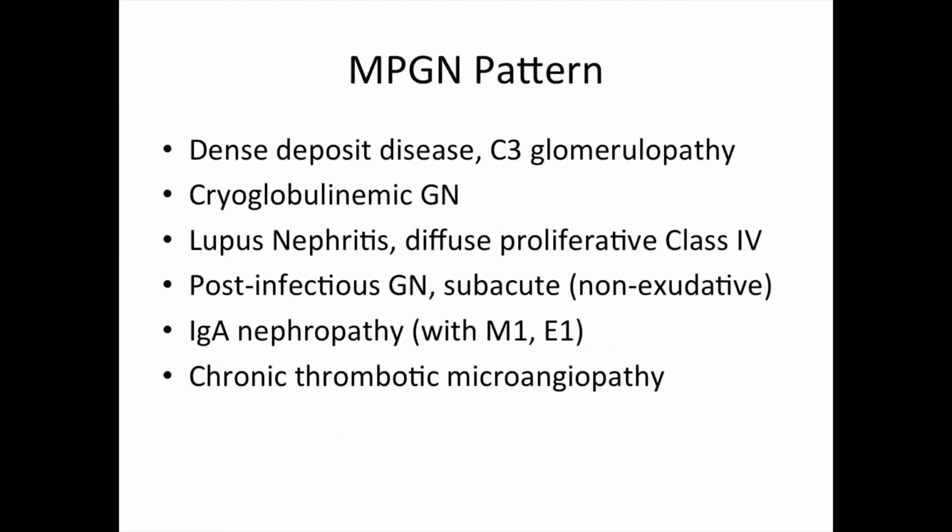Quickly we touch upon MPGN pattern. What should come to our mind when we see an MPGN pattern? Dense deposit disease, C3 glomerulopathy. We'll be talking about these and clarify them in one of the cases. طبعا cryo. Lupus nephritis in terms of diffuse proliferative اللي هو الكلاس 4. إذا كان عندنا post infectious glomerulonephritis in the subacute اللي هو non exudative. حتى ال IgA nephropathy إذا كان مثلا very advanced ويا mesangial hypercellularity as well as endocapillary hypercellularity that's involving a lot of the glomeruli.